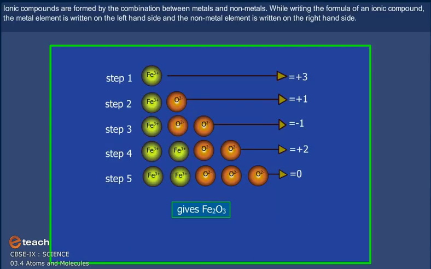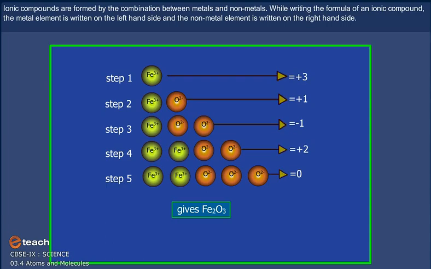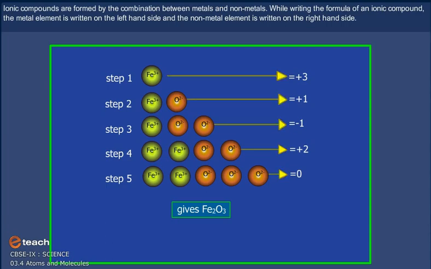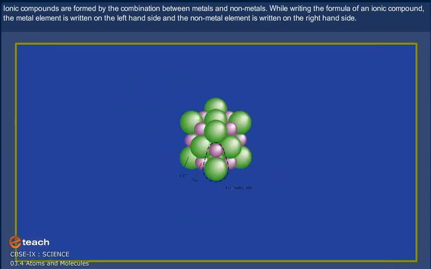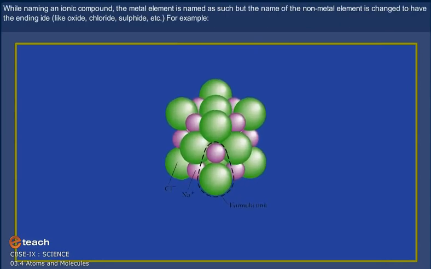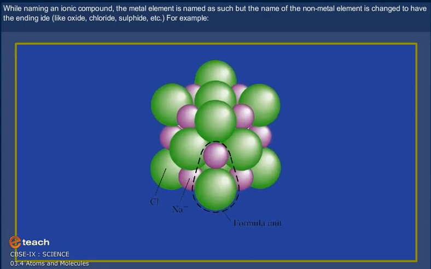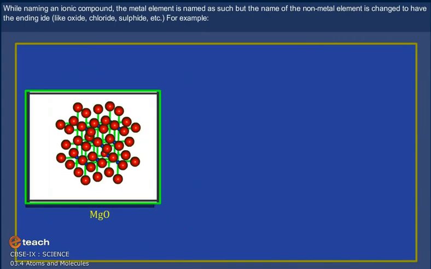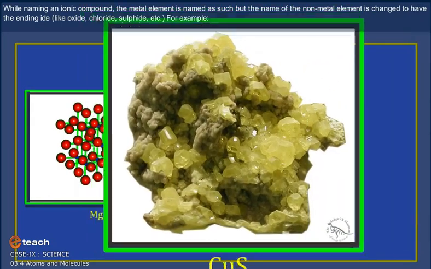Ionic compounds are formed by the combination between metals and non-metals. While writing the formula of an ionic compound, the metal element is written on the left-hand side and the non-metal element is written on the right-hand side. In naming an ionic compound, the metal element is named as such, but the name of the non-metal element is changed to have the ending "ide", like oxide, chloride, sulfide, etc.